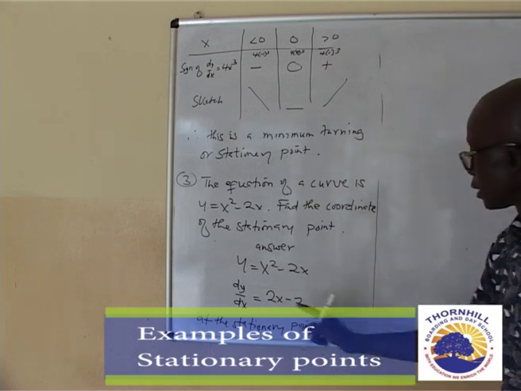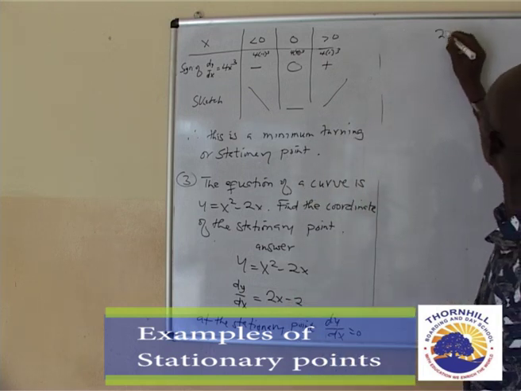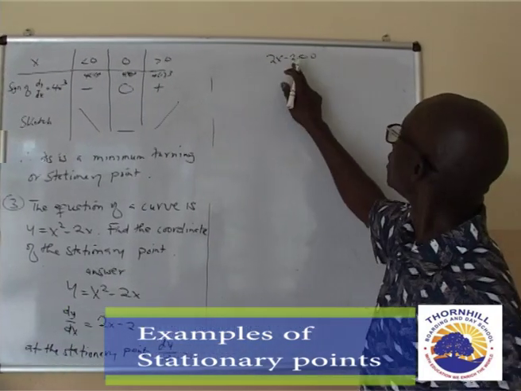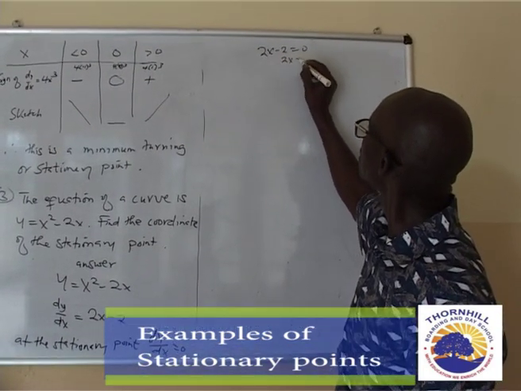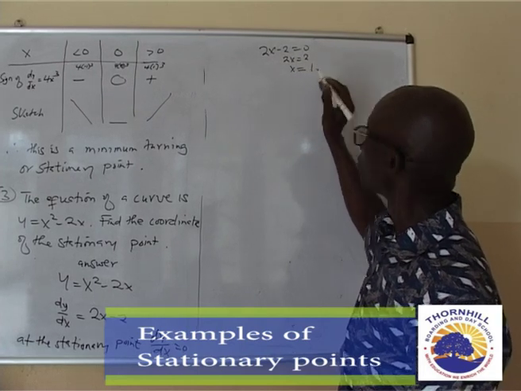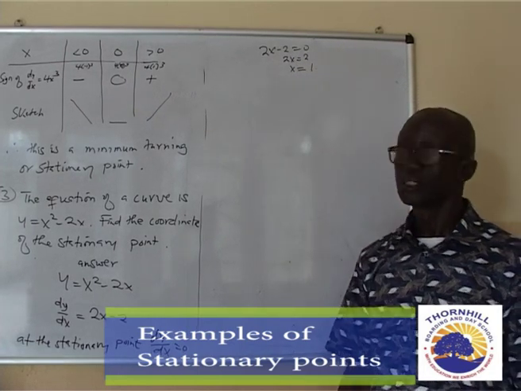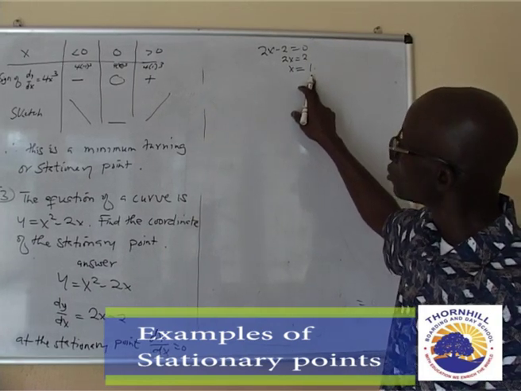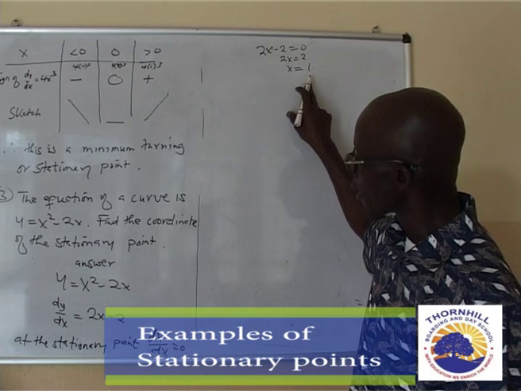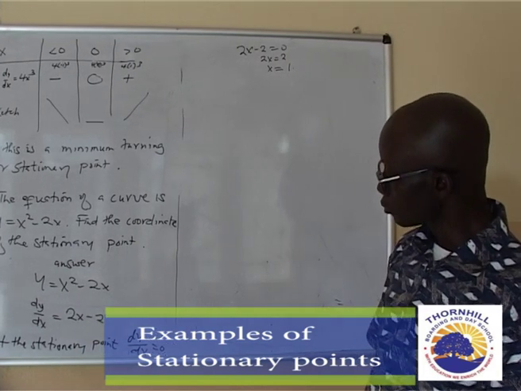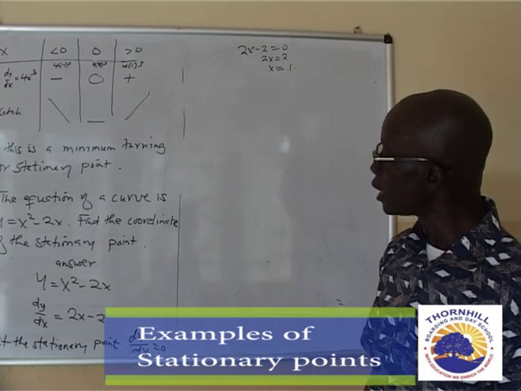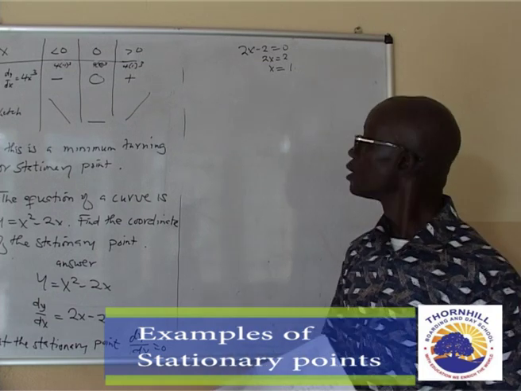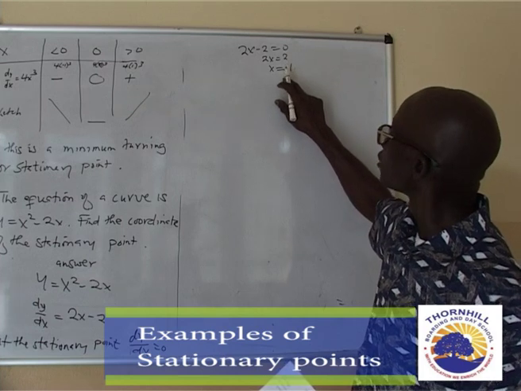And what is our dy dx? It is 2x minus 2. 2x minus 2 is equal to 0. This is a simple equation. We take this side, so we have 2x is equal to 2 and x is equal to 1. So we have x equal to 1 here. Then we want to find the coordinates of the stationary point. The stationary point occurs where x is equal to 1.